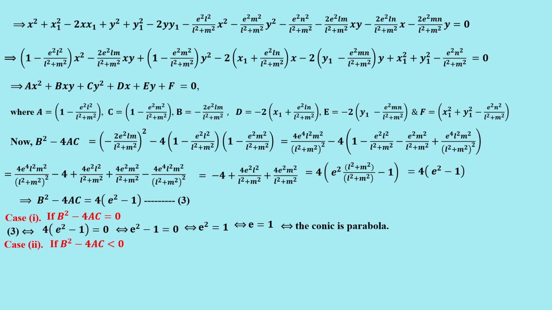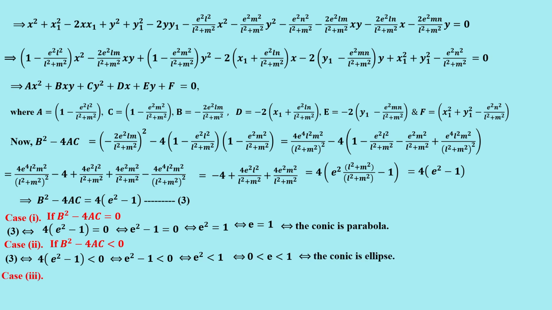Case 2. If b square minus 4ac is less than 0, so 3 if and only if 4 into e square minus 1 less than 0, if and only if e square minus 1 less than 0. So if and only if e square is less than 1, so e lies between 0 and 1, right? So this implies the conic is ellipse.